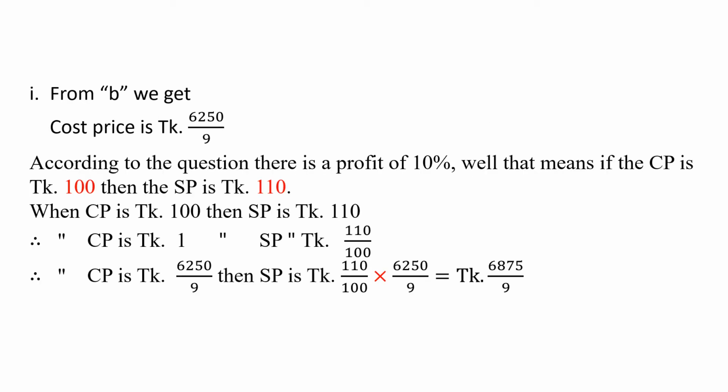And this is the third and the final question. From B, we get the cost price is Taka 6250 over 9. According to the question, there is a profit of 10%. That means if the cost price is Taka 100, then the selling price should be Taka 110. When the cost price is Taka 1, then the selling price is Taka 110 over 100. We have our cost price from question B, and it is 6250 over 9. Then the selling price is 110 over 100 times 6250 over 9, and it is 6875 over 9. That's the most basic question. I did not put any animation over there.